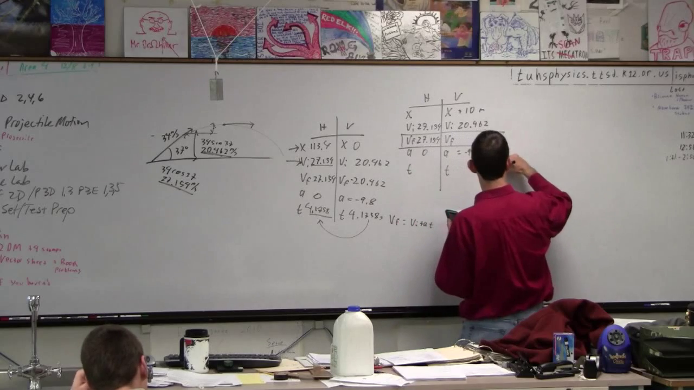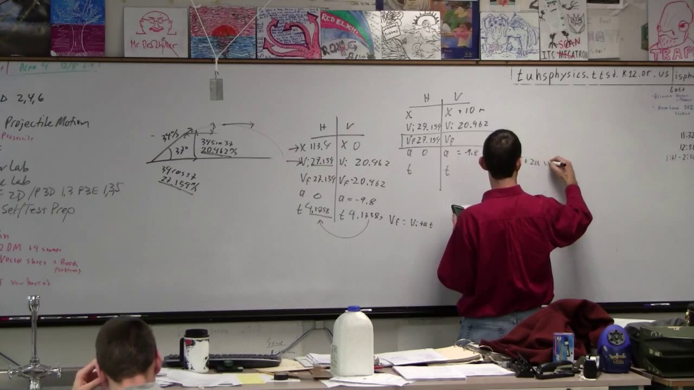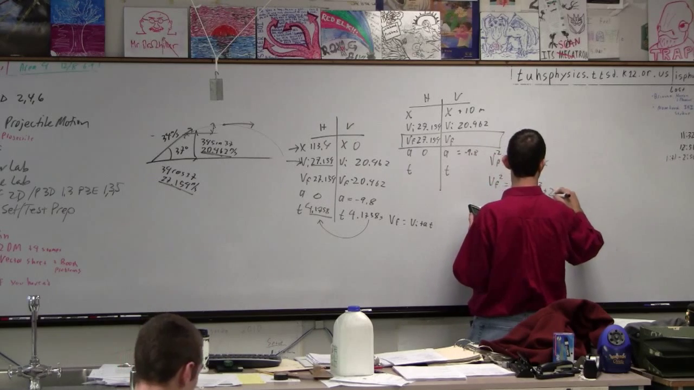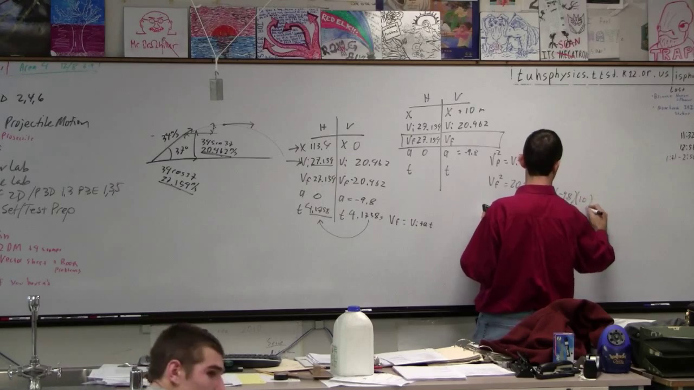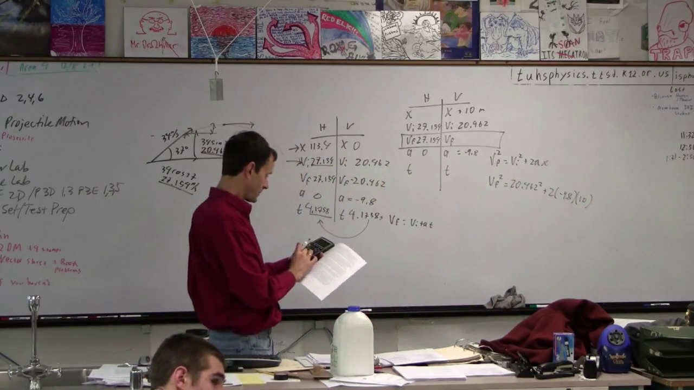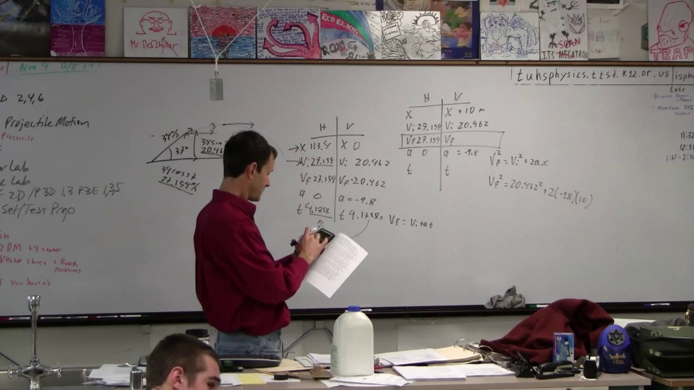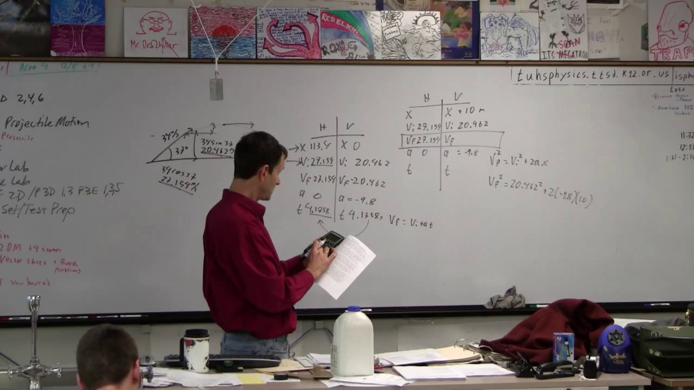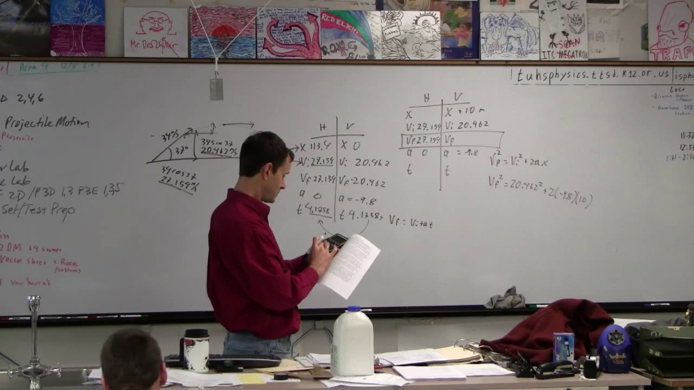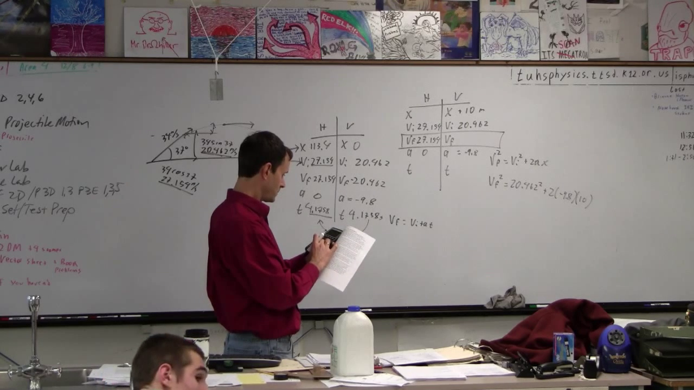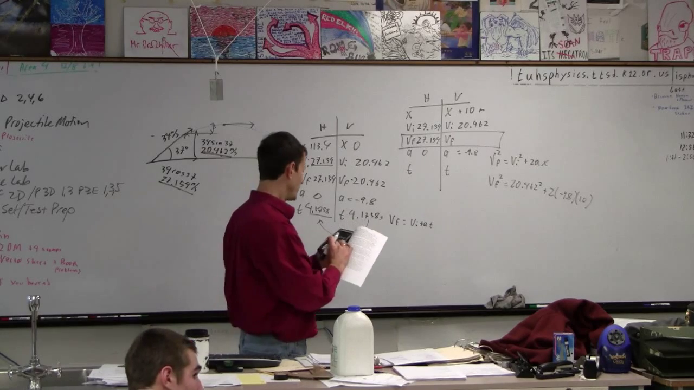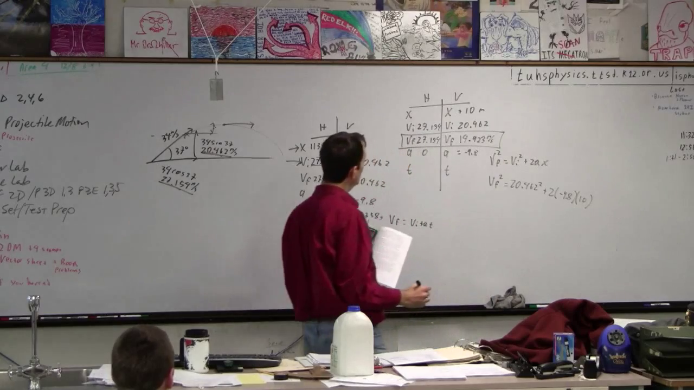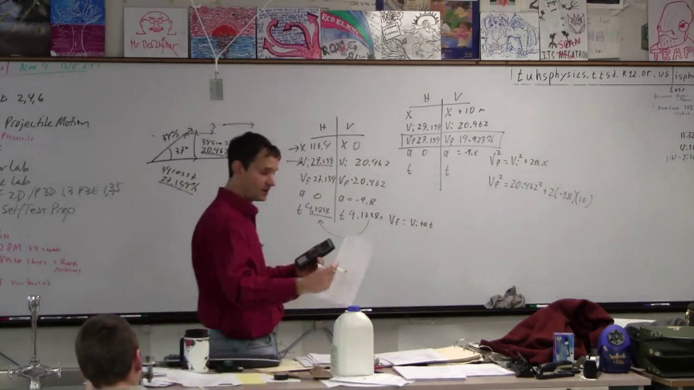Vf squared equals Vi squared plus 2 a delta y. So Vf squared is 20.462 squared plus 2 times the acceleration and the 10 meters. That gives 14.922. So this is its velocity, and I think that's right, isn't it?